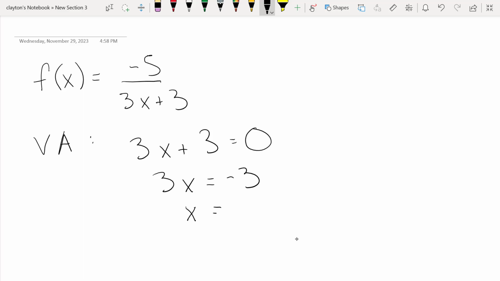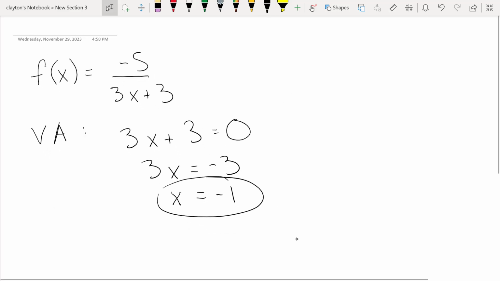And so we have a vertical asymptote at x equals -1. Now for our horizontal asymptote, we have some rules, right? And we had 3 rules. I'll go over one of them here. One of the rules is that if we have a higher degree in our denominator, so in this case, our denominator here has degree 1, this is a degree 1.